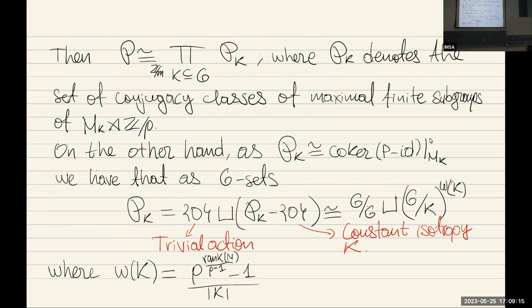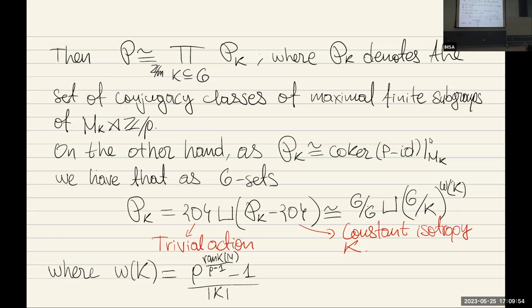to this Cartesian product, where this capital PK denotes the set of conjugacy classes of maximal finite subgroups of the corresponding module of constant isotropy K, semidirect product with set P. On the other hand, we already proved that this PK is the co-kernel of the action. Sorry, here is T minus the identity, restricted to MK.